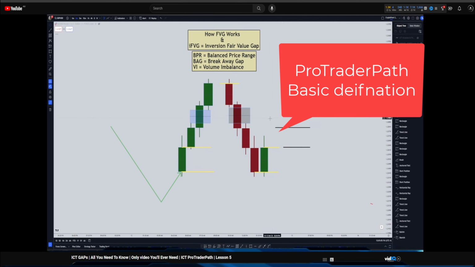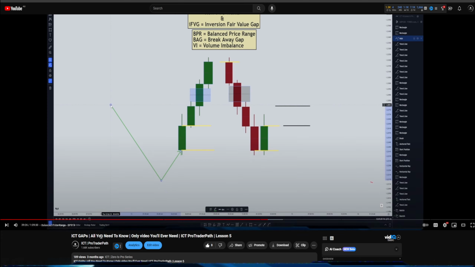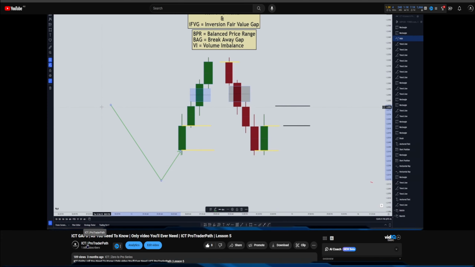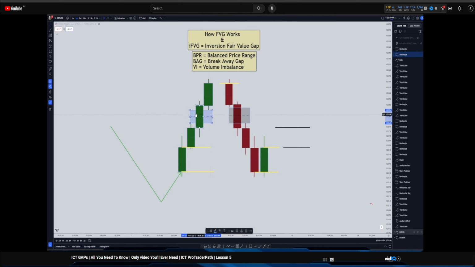Let's talk about the balanced price range. Let's say price was coming from a higher point to a retracement, then it went up high. It created this bullish fair value gap. What we expect from a bullish fair value gap is that it should act as a support. Now when price reached there on the retracement, instead of respecting this area acting as a support, it came down.